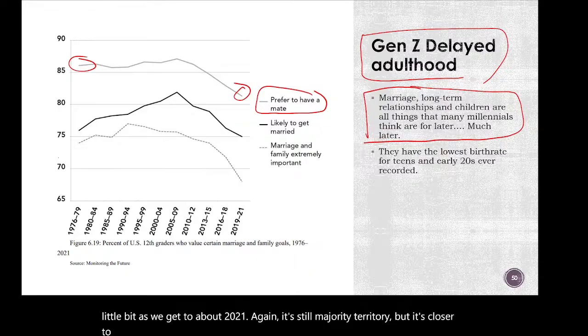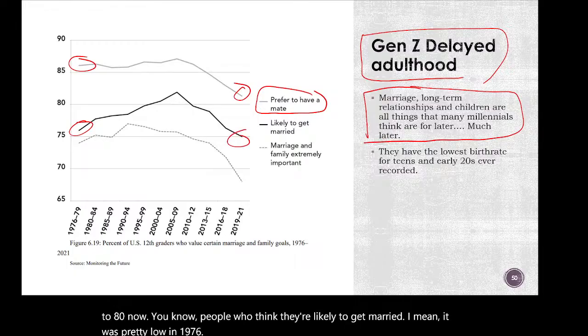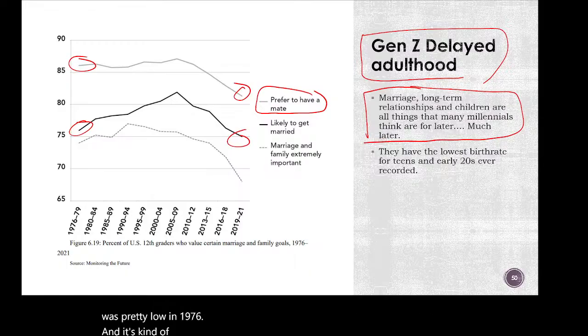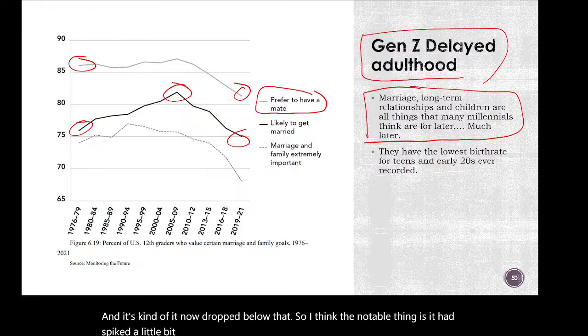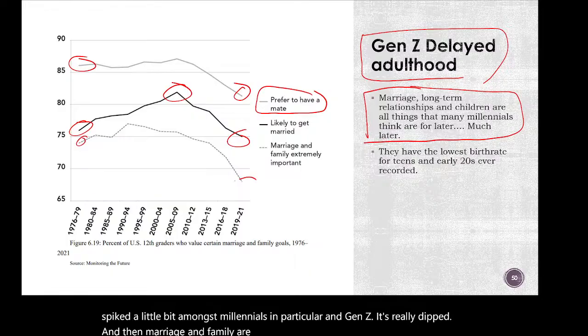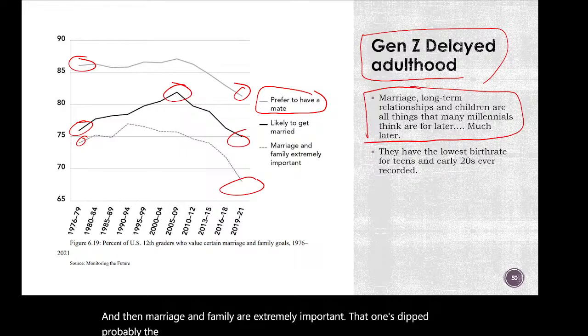People who think they're likely to get married was pretty low in 1976, and it has now dropped below that. The notable thing is it had spiked a little amongst millennials in particular, and with Gen Z it's really dipped. And then marriage and family being extremely important, that one's dipped probably the most. Fewer people are saying now that marriage and family are extremely important to them.